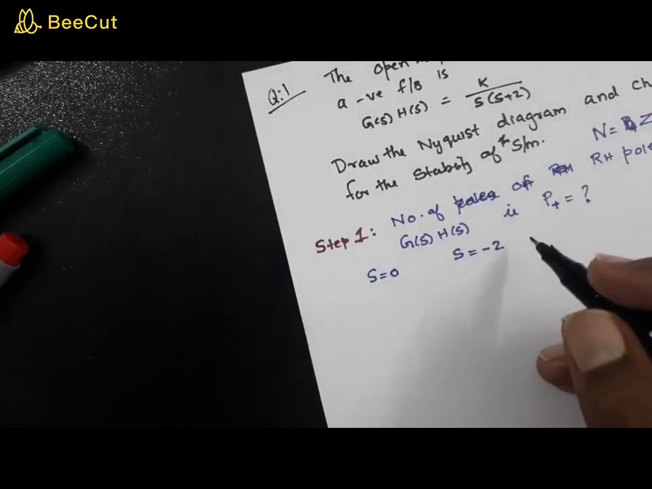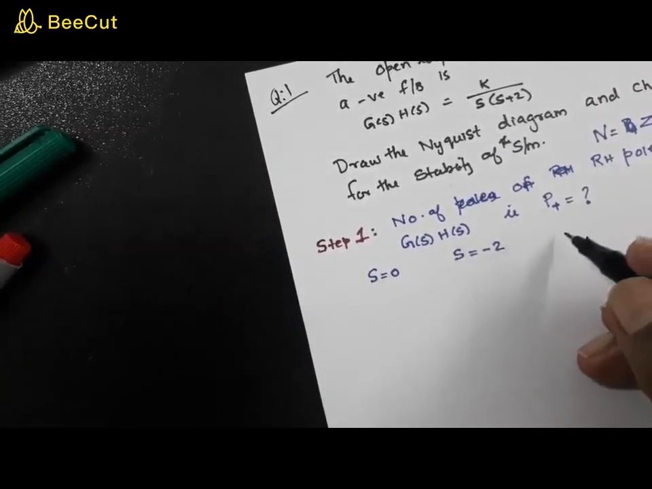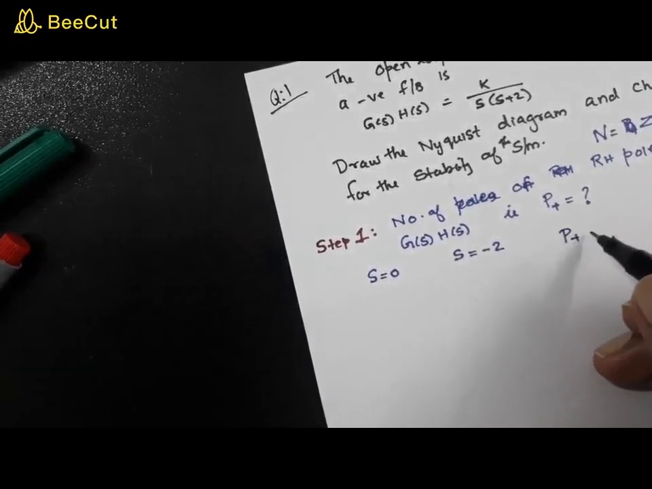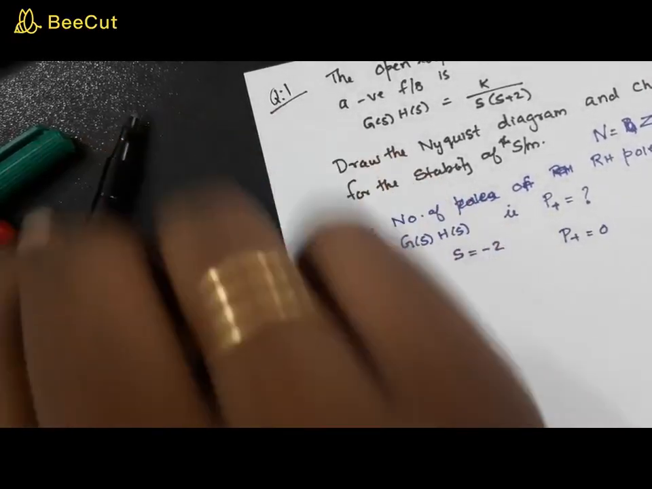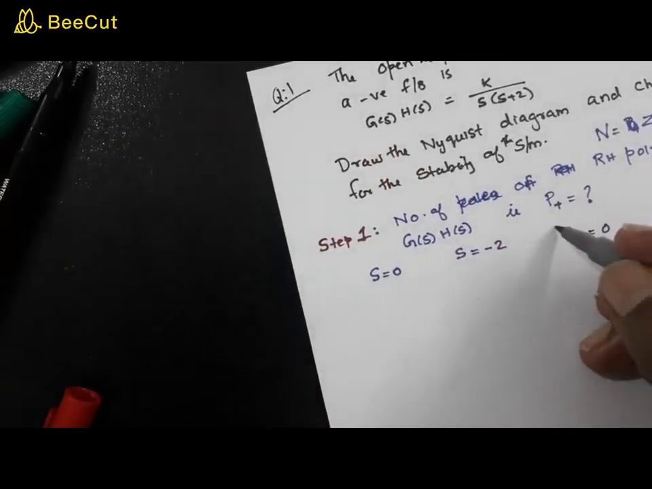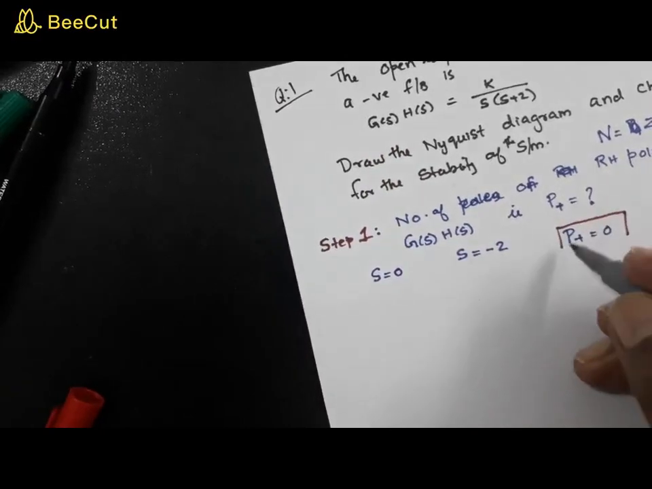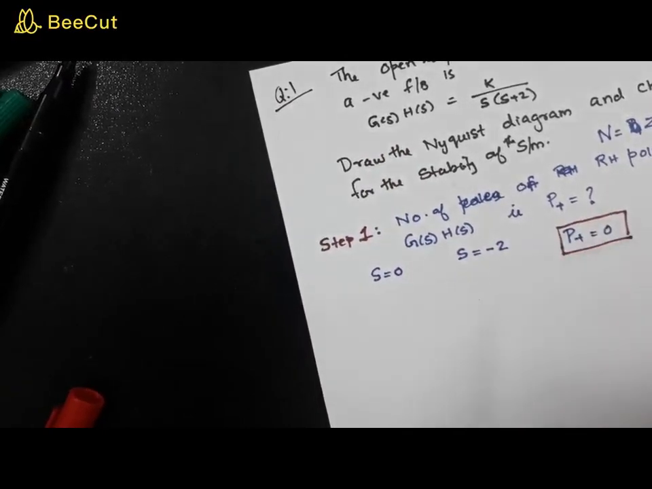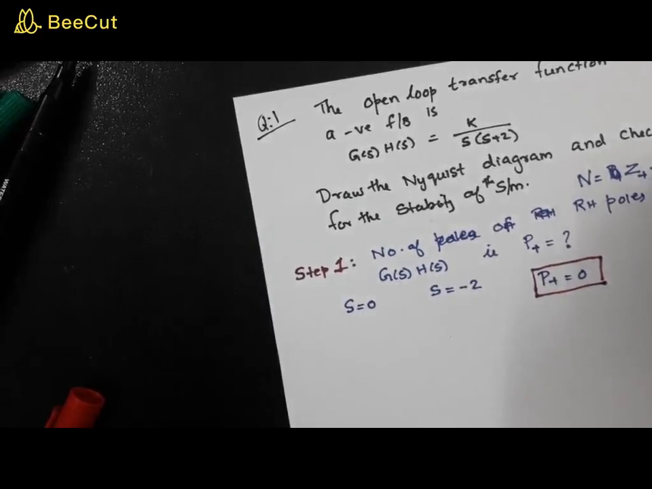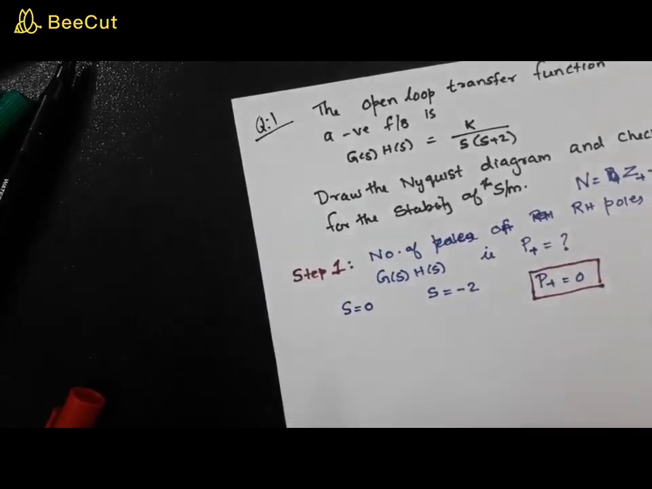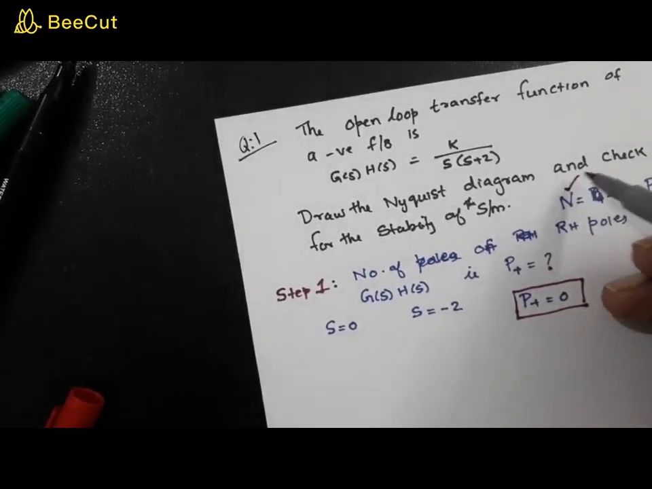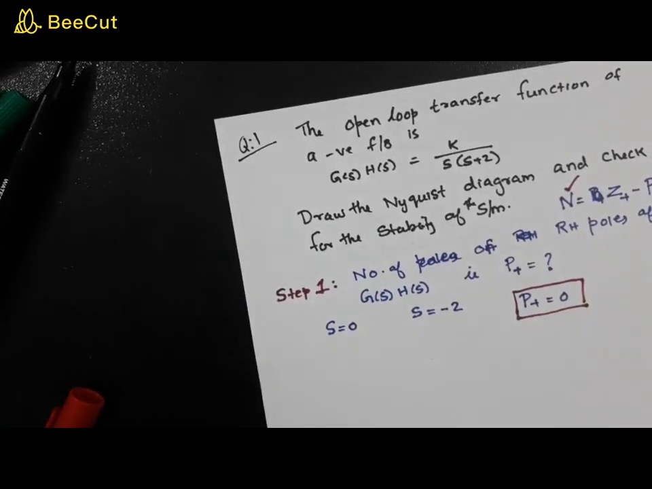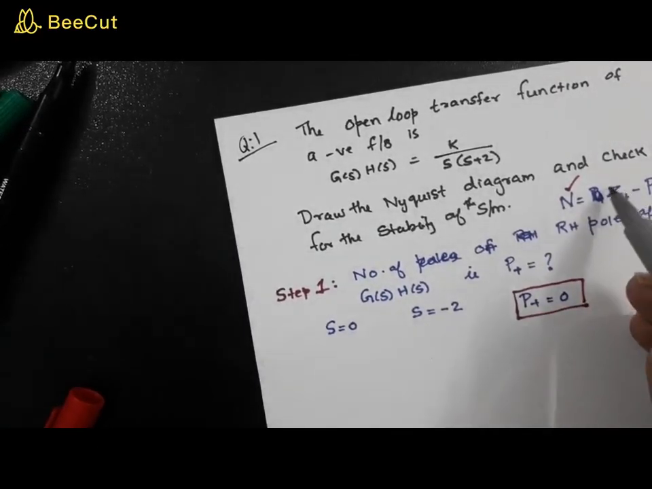That is, you can say that there are no right half poles, that is P plus is equal to 0. Okay, so this is step 1. This is the result obtained after step 1. One thing we have found out. Another point that we need to find out is from the contour. That's the next step, and from these two pieces of information, you will be able to identify what Z plus is.